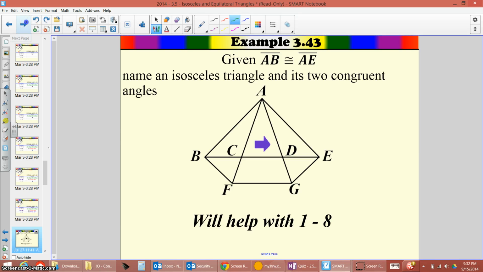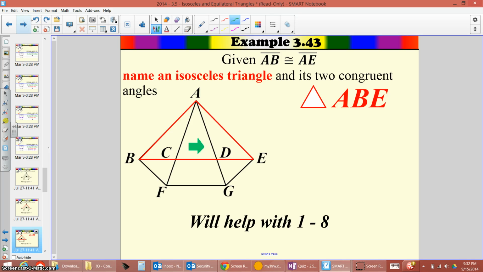So I would add that in there. There's my two. The red part is the legs of the triangle. The base is right there, BE. So it says name an isosceles triangle. Says triangle ABE is isosceles, and its two congruent angles.